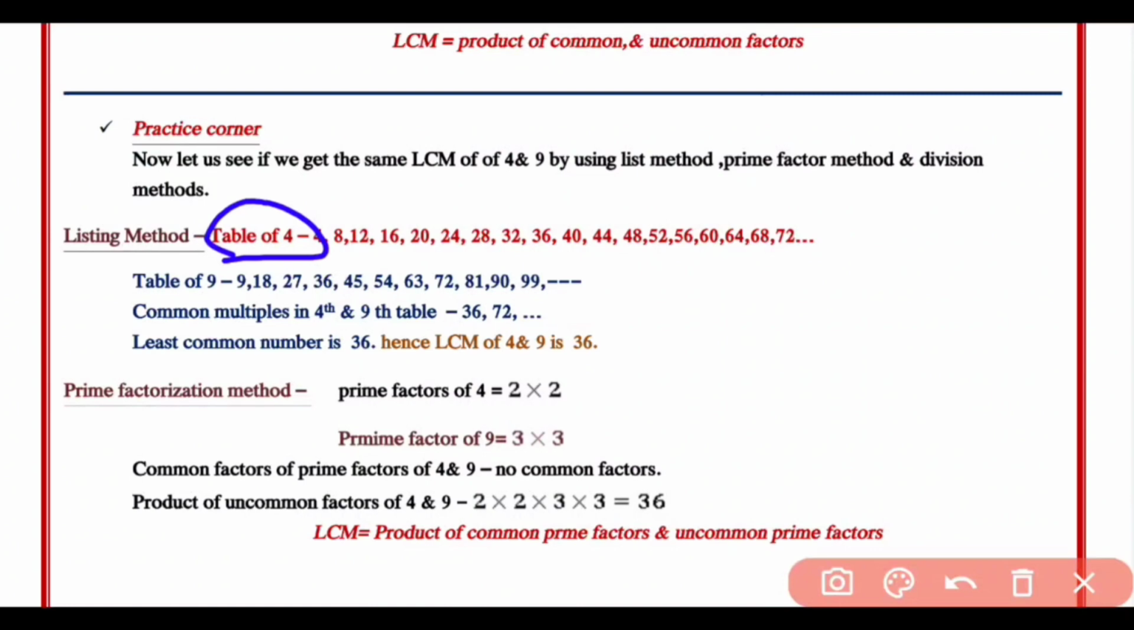In GCF we have written the factors by which you can divide the given number completely, but in LCM you have to write the table. There is a total difference between the listing method of GCF and LCM. In GCF you have to write the factors by which you can divide the given number completely, and in LCM you have to write the table of the given number. So here you can see the table of the given number is written: 4 1s are 4, 4 2s are 8, 4 3s are 12, 4 4s are 16, 4 5s are 20.